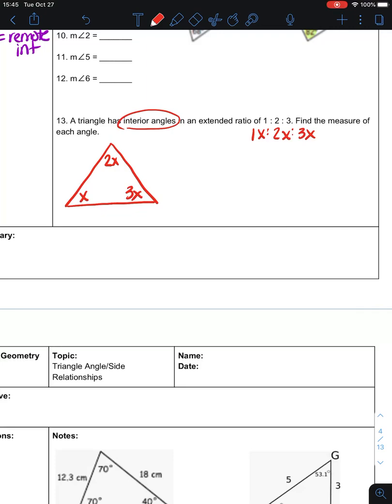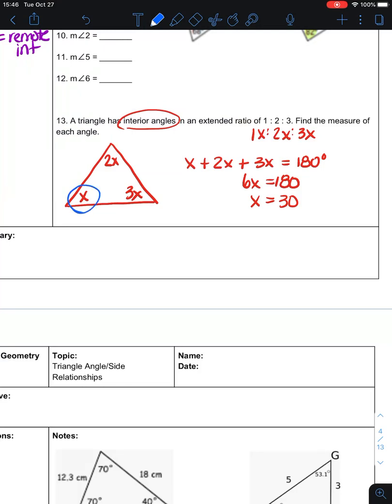Now that I have this picture drawn, it makes it very easy for me to see what I need to do. I know that the angles of a triangle equal 180 degrees. So I can take x plus 2 times the x plus 3 times that angle and set that equal to 180. So if those three angles are 180, then 6x is equal to 180. And that means that x is 30.